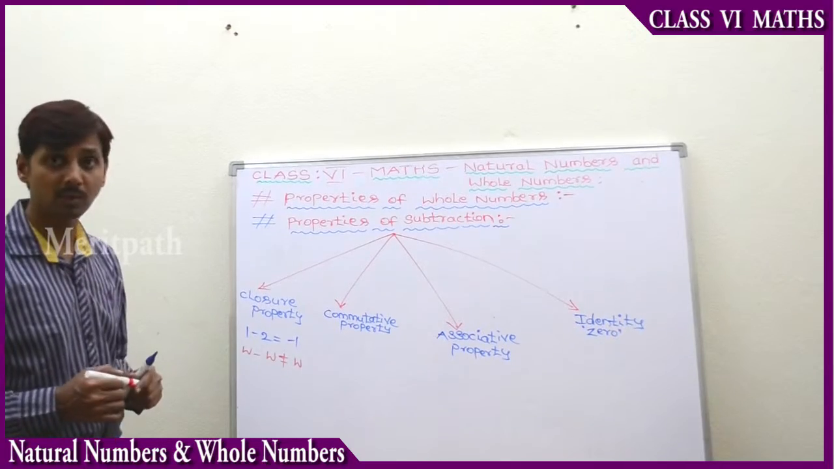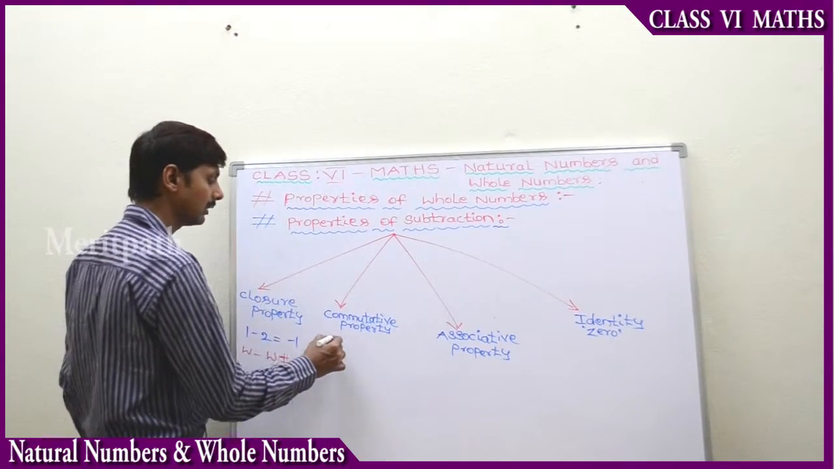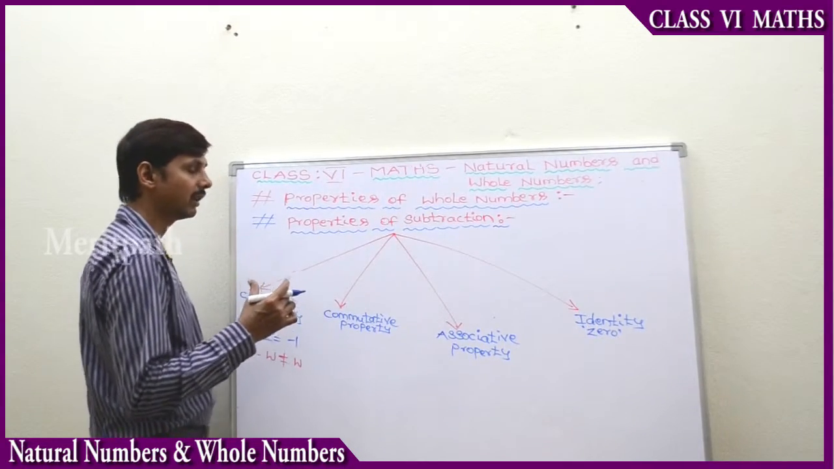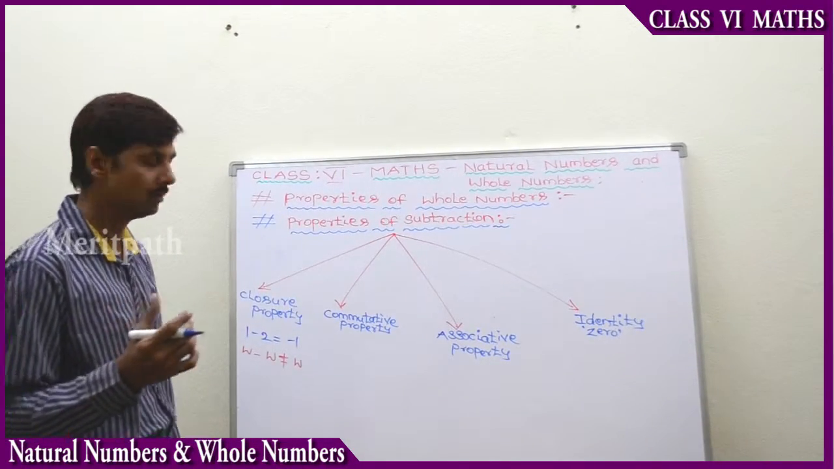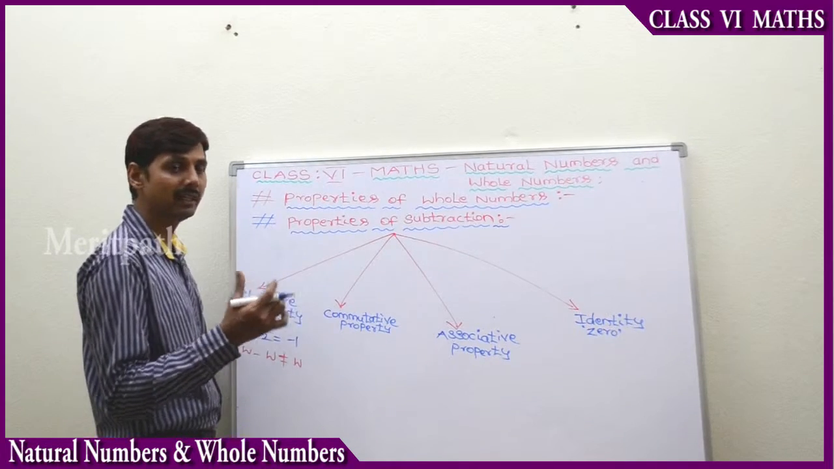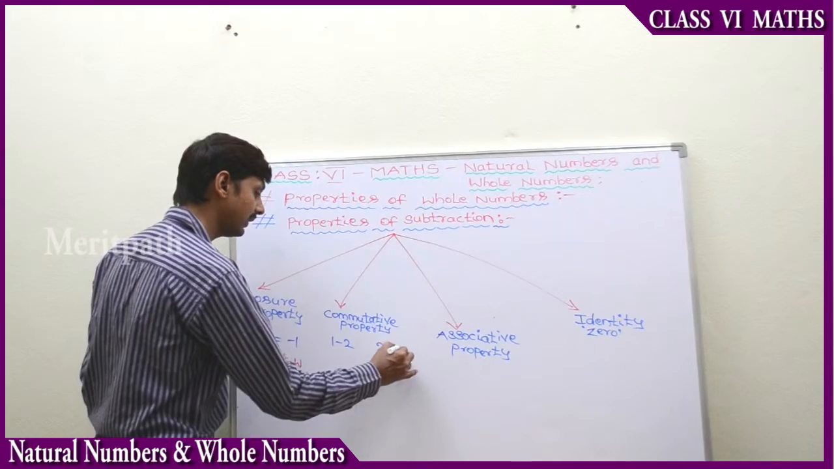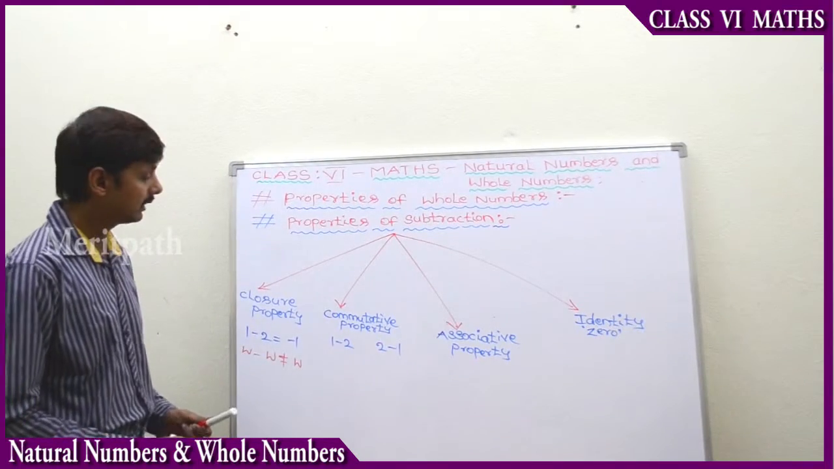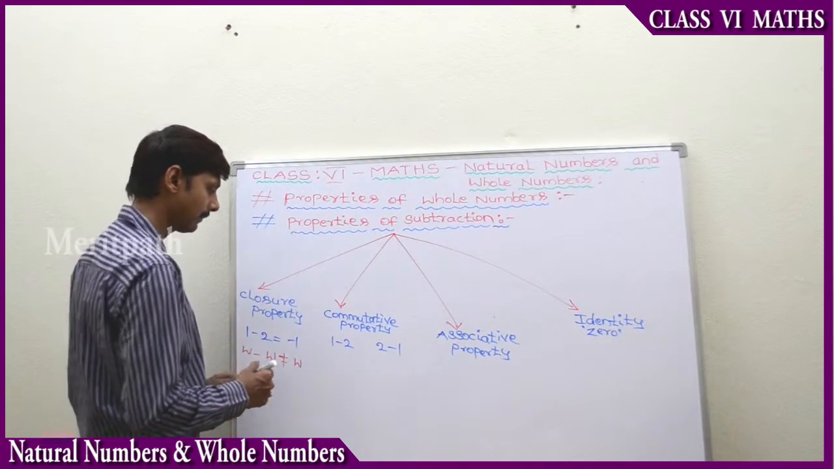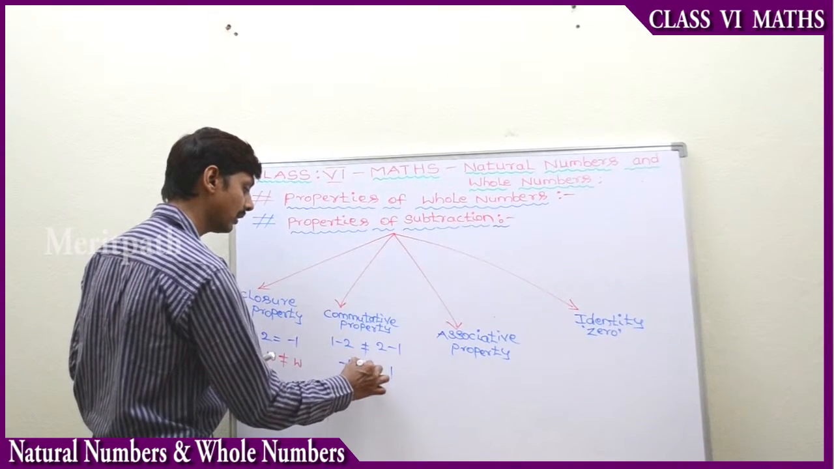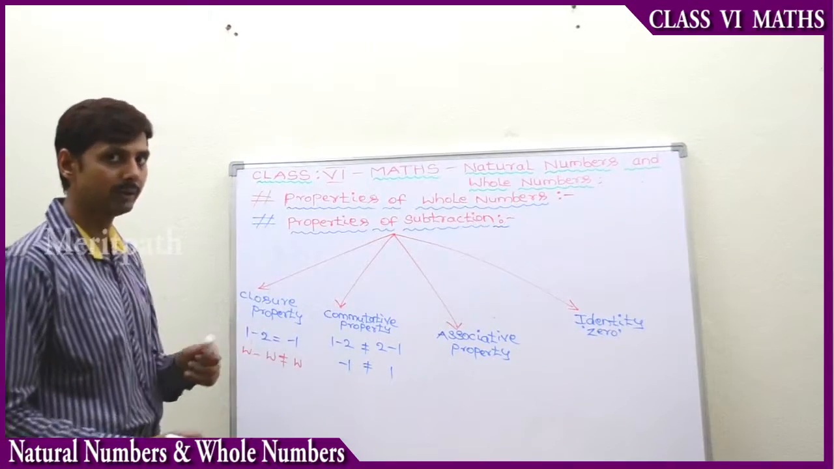Let's see the commutative property. The commutative property we have learned for addition. The same order will be applicable for subtraction also. Instead of addition, let us take subtraction: 1 minus 2, and let's change the order of it, 2 minus 1. 1 minus 2 is minus 1, and 2 minus 1 is 1. So these both are not equal. Minus 1 is not equal to 1.